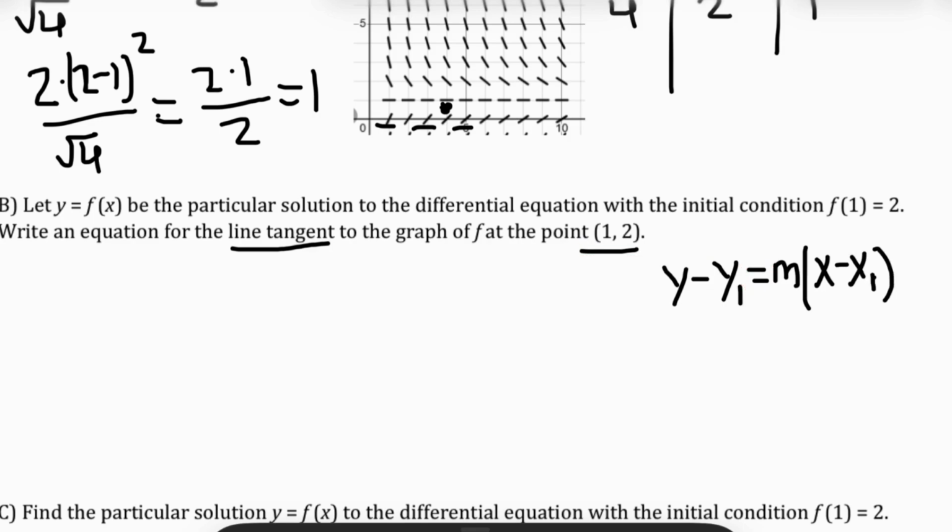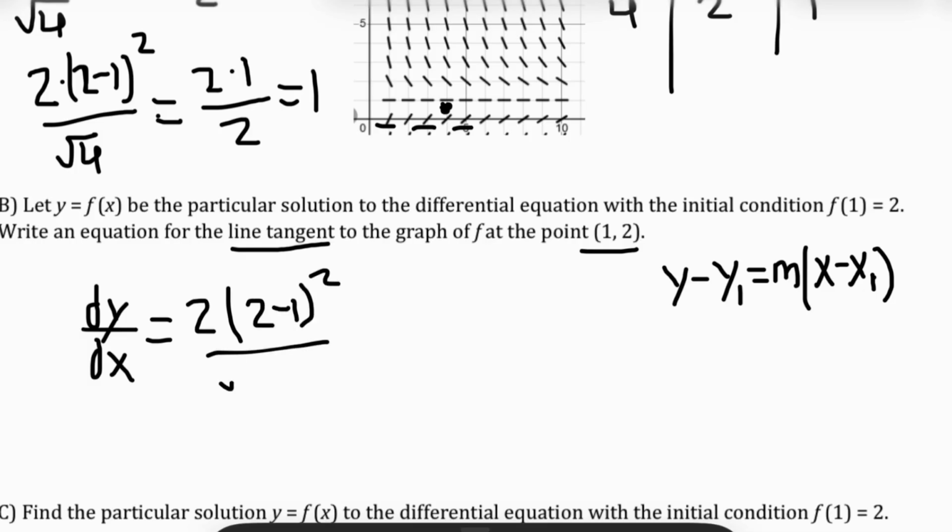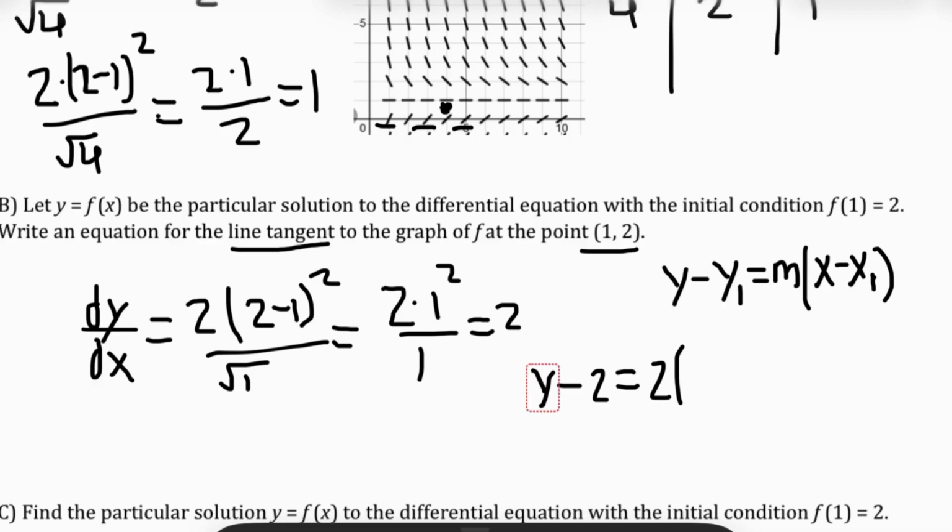Now, the first step to solving this is figuring out what is the slope at the point (1, 2). So dy/dx equals 2 times, and y equals 2, so (2 minus 1) squared, divided by square root x, which is just 1. Now, this becomes 2 times 1 squared over 1, which is just equal to 2. So our point slope formula becomes y minus, and we were given what y1 and x1 are. We can just use the point (1, 2). So y minus 2 equals 2 times (x minus 1). And this is our answer.